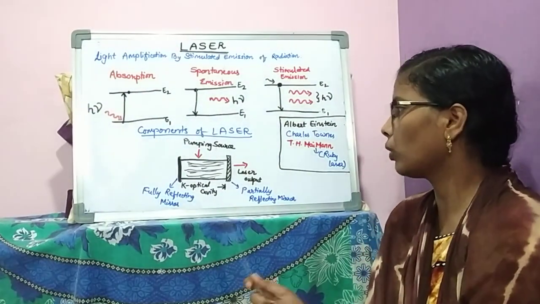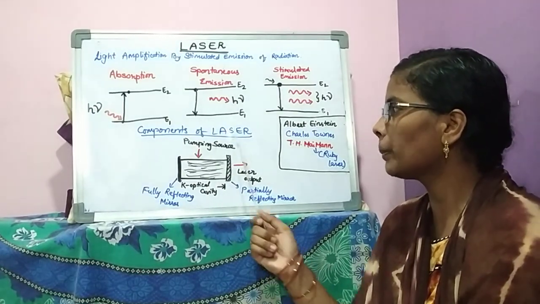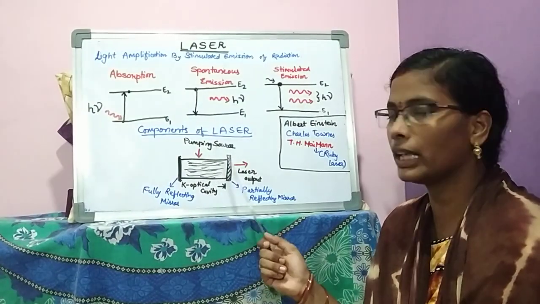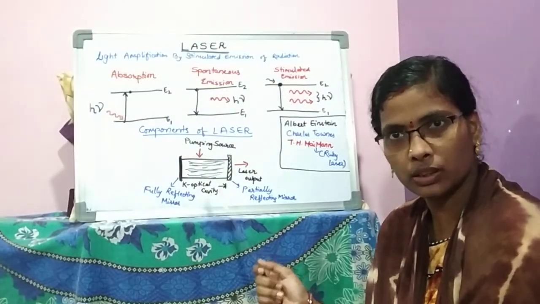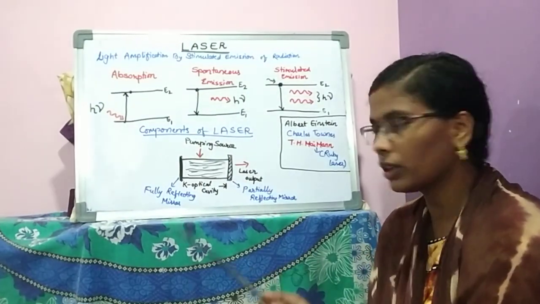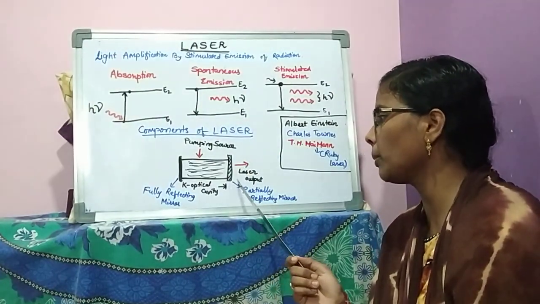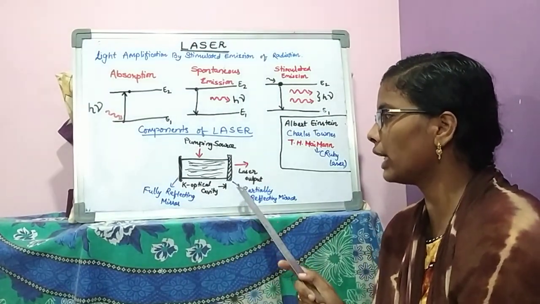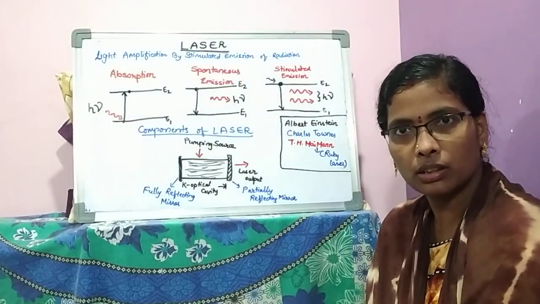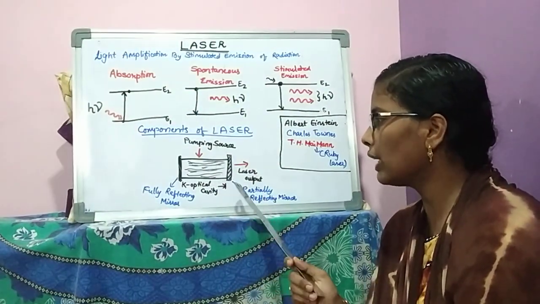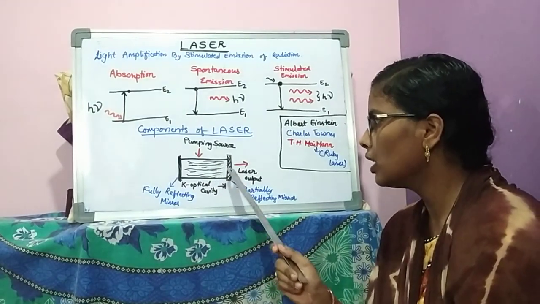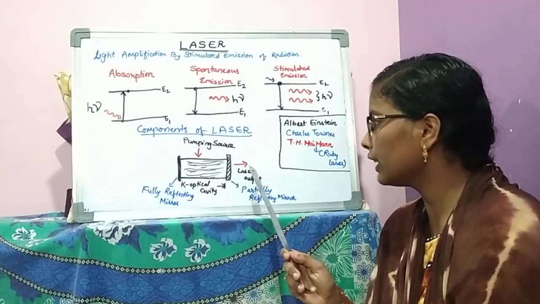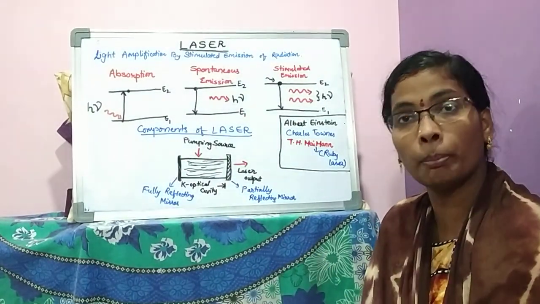Now, what happens during pumping? It will supply the energy so that the atoms in the excited state will be greater than those in the ground state. Then stimulated emission will occur. The laser output will come out from the partially reflecting mirror. If you observe, this side is the fully reflecting mirror and this side is the partially reflecting mirror. Partially reflecting, because some of the rays will go back and again start the process in a cyclic manner. And this laser output is either continuous or pulsed.